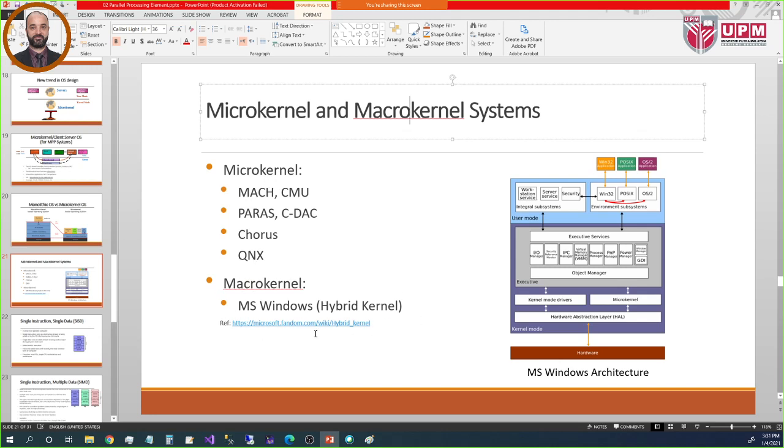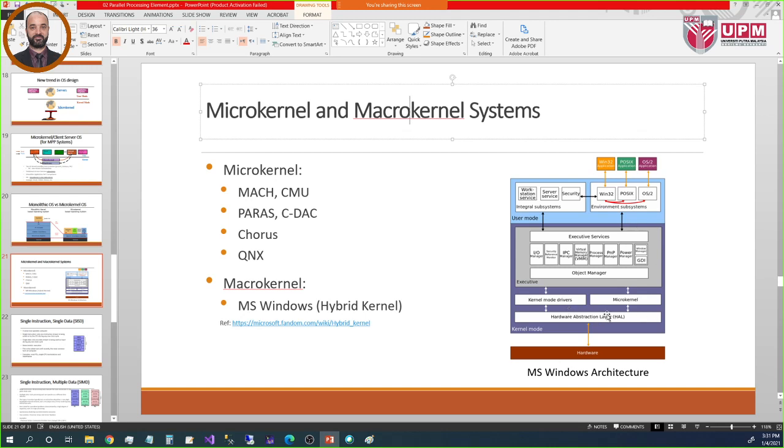Macrokernel means hybrid. Okay, so here for microkernel, as I explained in the previous slide, there are Mach, CMU, Paras, CDAC, Chorus, QNX, and others. For macro kernels, we have Microsoft Windows, which is totally a hybrid kernel.